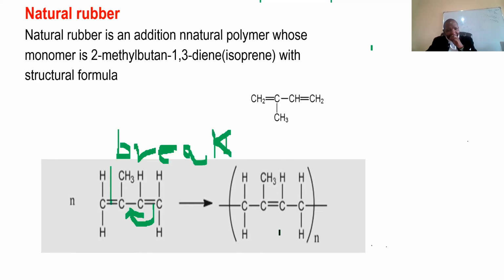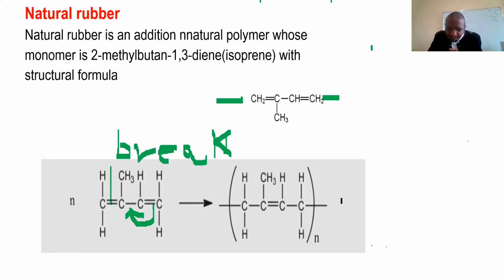I repeat one more last time. The monomer has two double bonds. During polymerization, only one of the double bonds breaks, like this one. And remember, wherever a double bond breaks, it is going to create a free end on both sides. That is rule number 1, just like the others. When the double bond breaks, the opposite ends will be free ends.